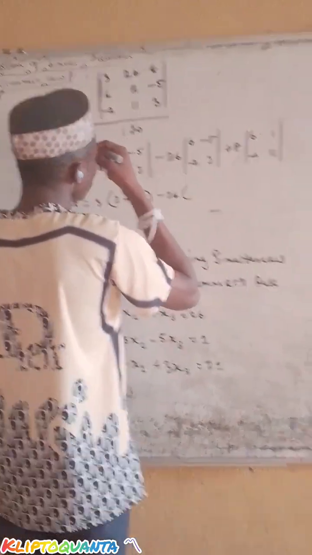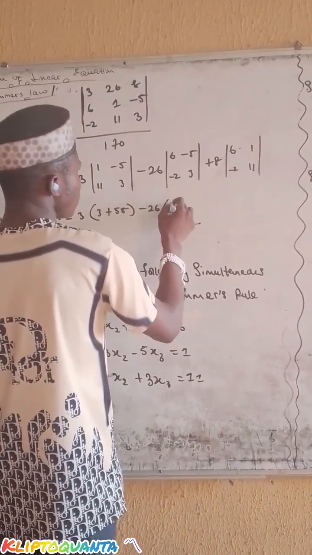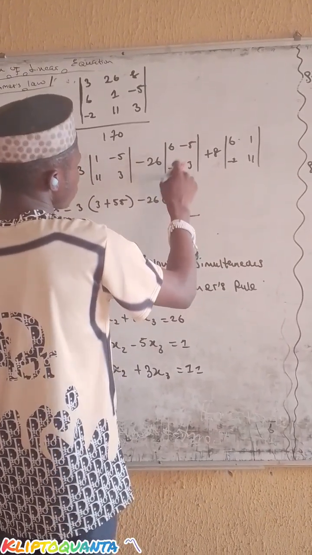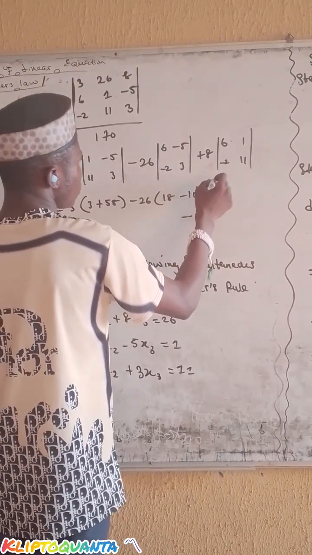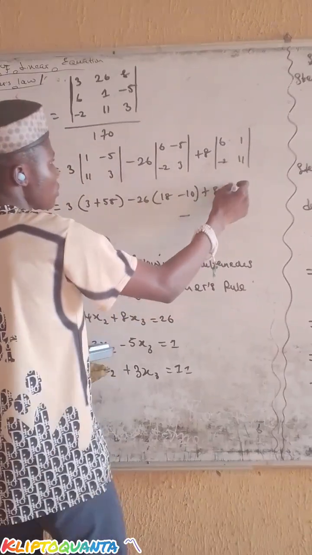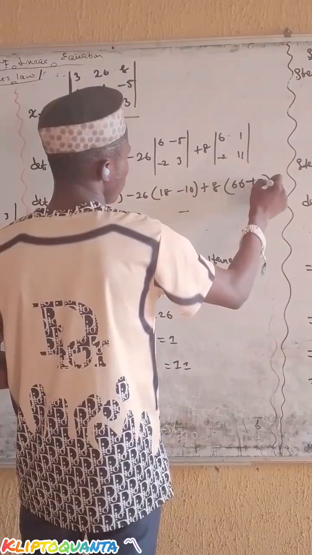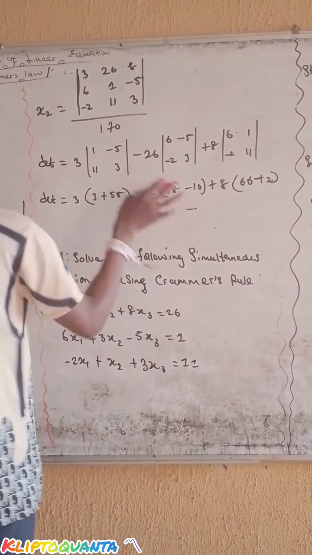Now from there you have 18 plus 18 minus, minus times minus is plus, so 5 times 2 is 10. Then plus 8 into bracket, this times 11 we have 66. Minus, this minus 2 times 1 is minus, so that will become plus 2. You can count down, but this is baby work. The determinant is the baby aspect of work if you've worked with it before.